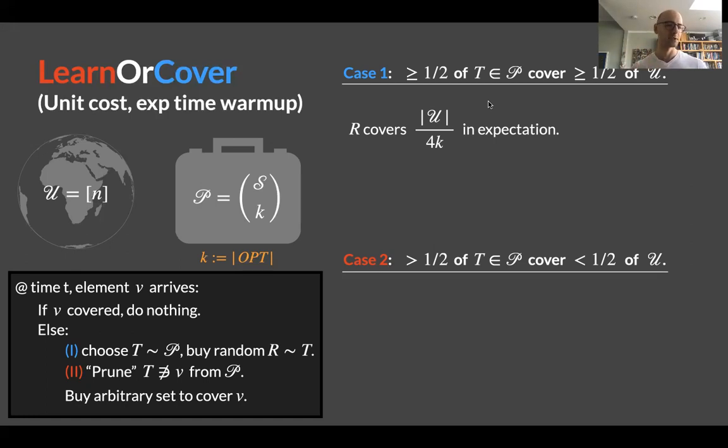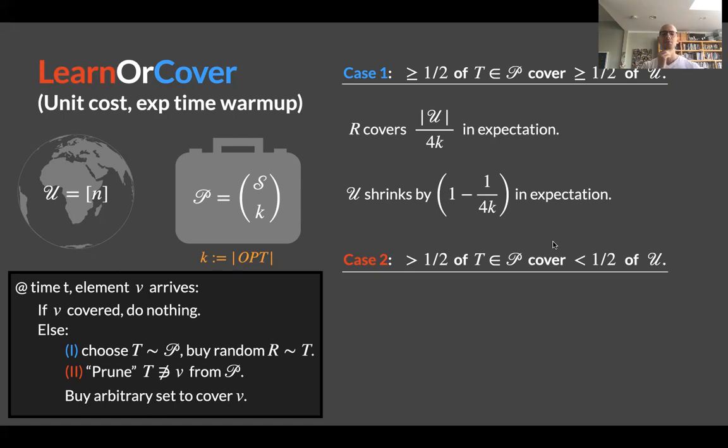of U in expectation. Why is this? Well, half of T cover at least half of U, so the T that we pick should cover about 1/4 of U. And then we pick 1 of K of the sets in T uniformly at random, so that's 1/K of what T covers, so 1/4K. Which means that if we're in this case 1, then U should shrink by a factor of 1 minus 1/4K in expectation. We'll imagine that we also prune U of anything that we covered.